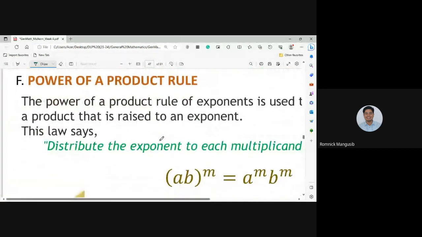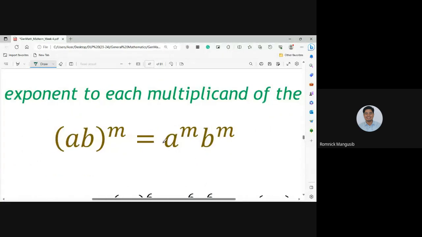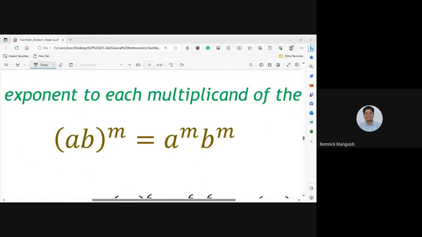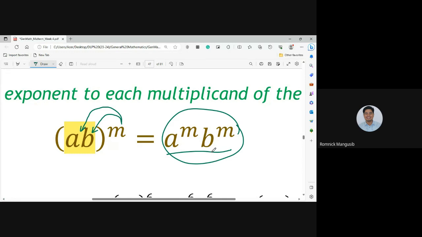The power of a product. Ganyan. Ito yung dinidistribute mo ang exponent class. Pero you have to observe na yung base ay dapat product. Just like that, AB. Product yan. A times B is AB. So kapag nakakita ka ng ganung base, pwede mo i-distribute si M, bigay mo kay A, si M, ibigay mo kay B. Kaya naging ganito ang itsura niya. A raised to M, B raised to M.